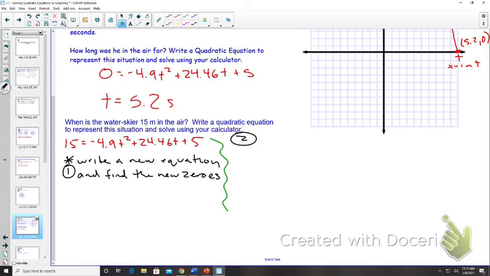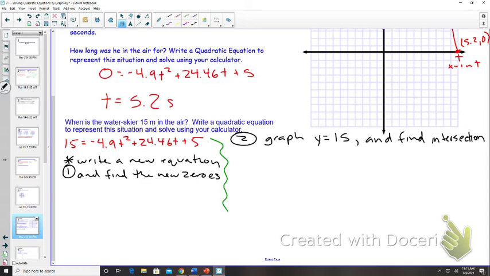And strategy 2 is to graph y equals 15 and find the intersection.